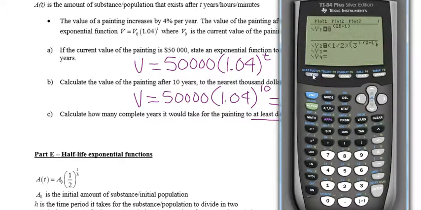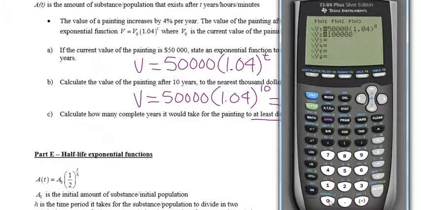So we're going to go to y equals. We're going to clear out whatever's in there. I'm going to put in my function, so 50,000 times 1.04 to the x. You've got to use x, you can't use t. And when it doubles, what's it worth? 100,000.